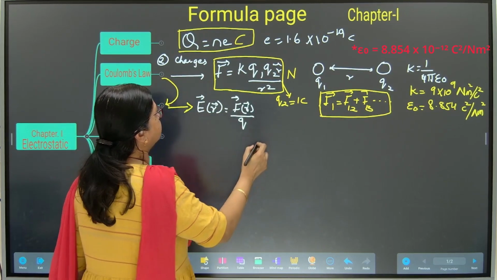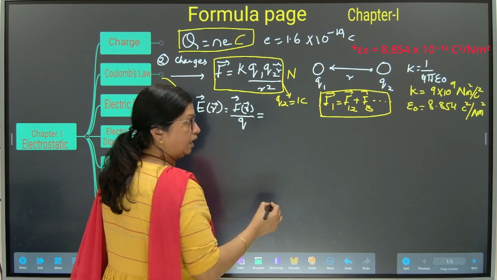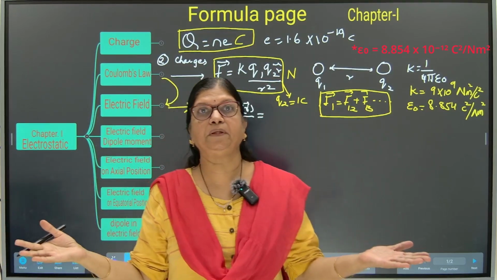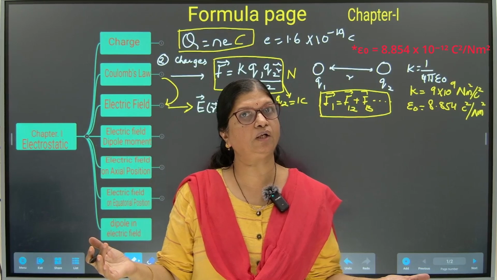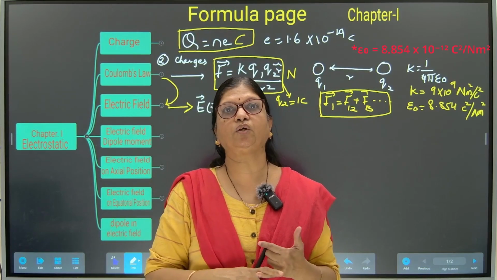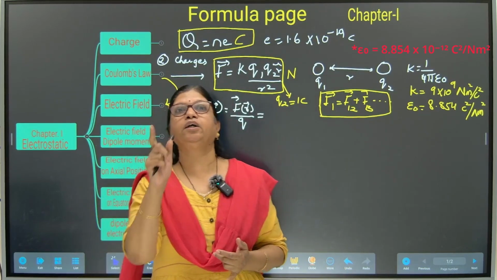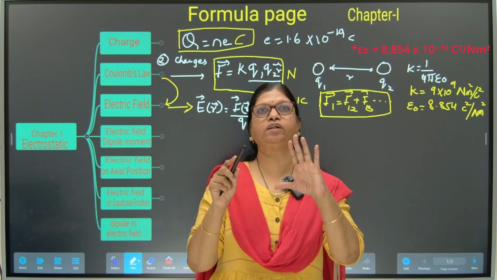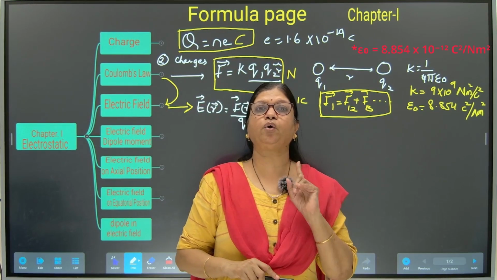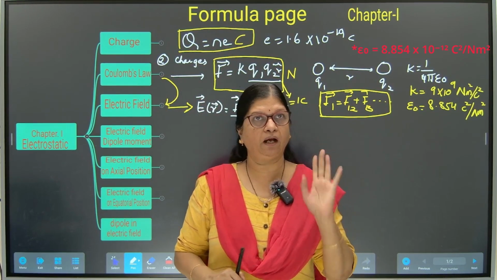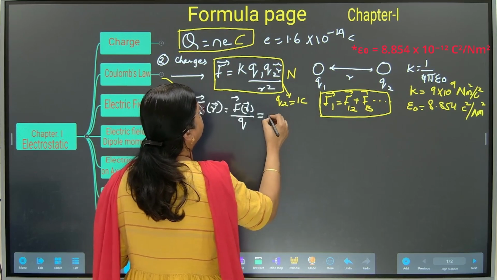Another formula is also there for electric field. Remember, there can be multiple formulas for a single concept. So if there is a single concept with 2-3 formulas, you have to understand what is given to you, and according to that you have to apply the formula. So what is the other formula?